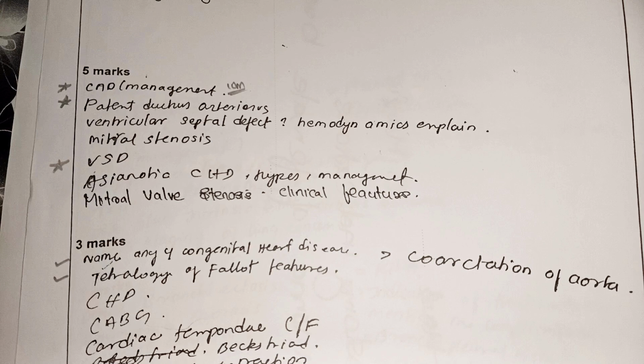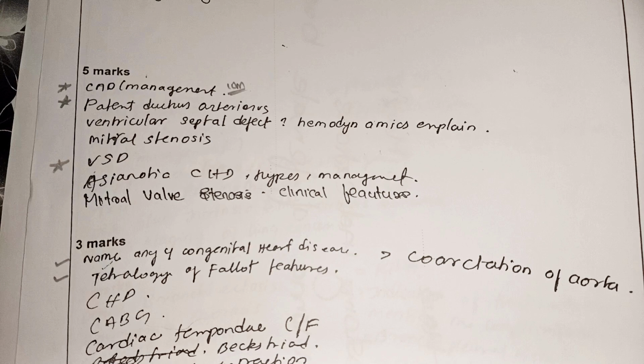Next, acyanotic congenital heart disease, its types and management. Mitral valve stenosis and its clinical features. Now coming to the important 3 marks. Name any 4 congenital heart diseases: coarctation of aorta, tetralogy of Fallot and its clinical features.